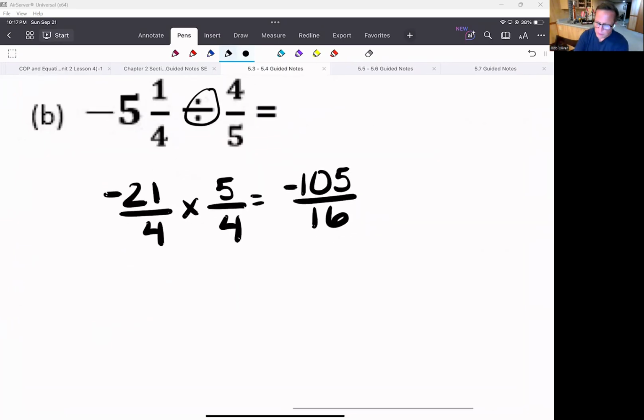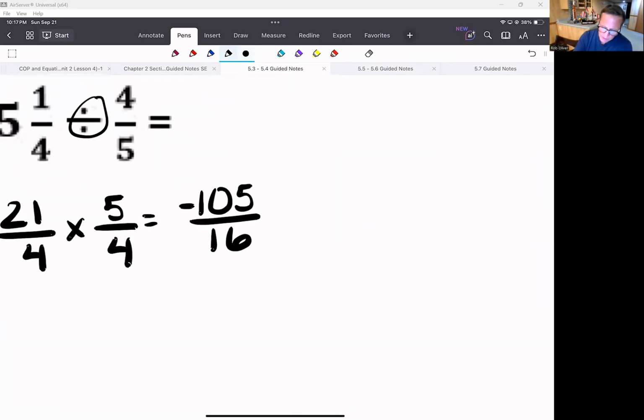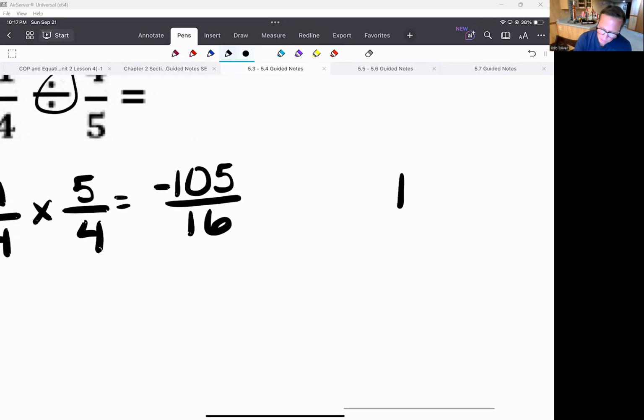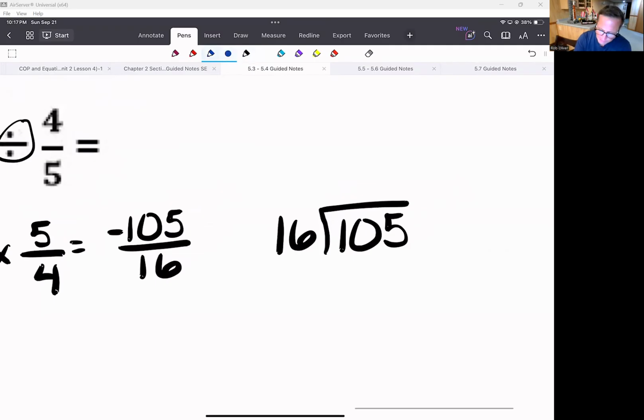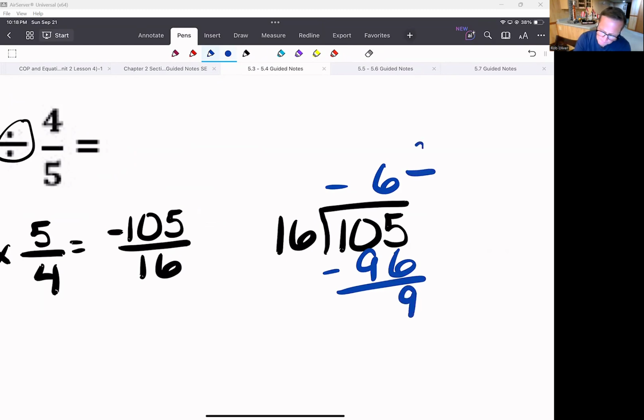Okay, negative 105 over 16, and then change that into a mixed number. All right, so it's going to be negative. So 16 times, I know 16 times 6 is 96, right? Yeah, I got 96, and then that leaves 9 left over. So negative 6 and 9/16.